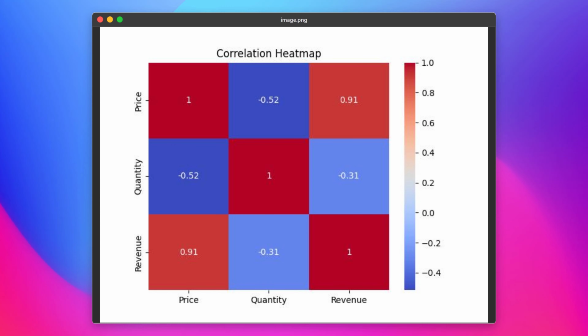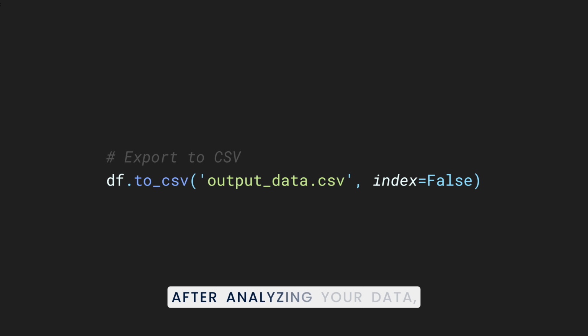increase as well. Now, let's move on to exporting data to different formats, which is an essential step in data analysis for sharing results or integrating with other systems. After analyzing your data, you'll often need to export the results for sharing or further processing. Pandas provides the to_csv method to export a data frame to a CSV, comma-separated values file.